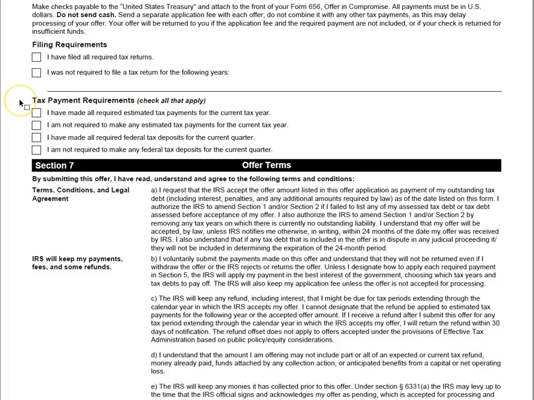Also, your tax payments. In order to submit an offer, you have to be compliant with your tax obligations. This includes your tax filings and your tax payments. So if you're self-employed or if you don't have enough federal tax withholding and you're required to make estimated tax payments, you're going to be required to pay those. So these 4 options here give you different options that you can check based on those. You can check that you've made all required estimated tax payments, you're not required to make any estimated tax payments, you've made all required federal tax deposits for a business, or you're not required to make any federal tax deposits for the business. So you want to make sure that one of these boxes is checked so they understand.